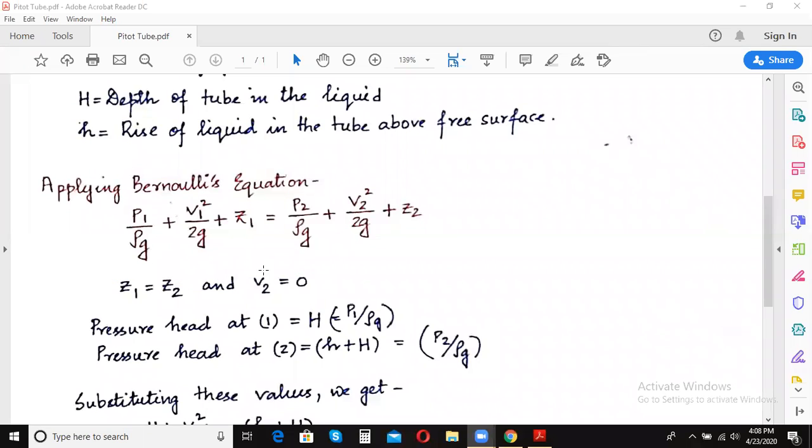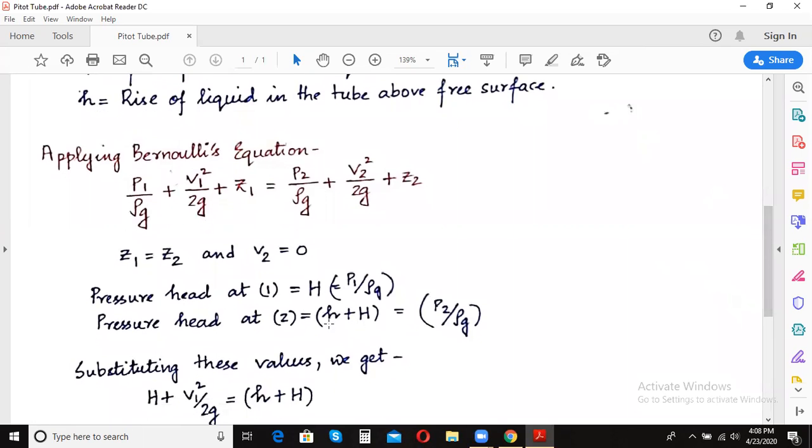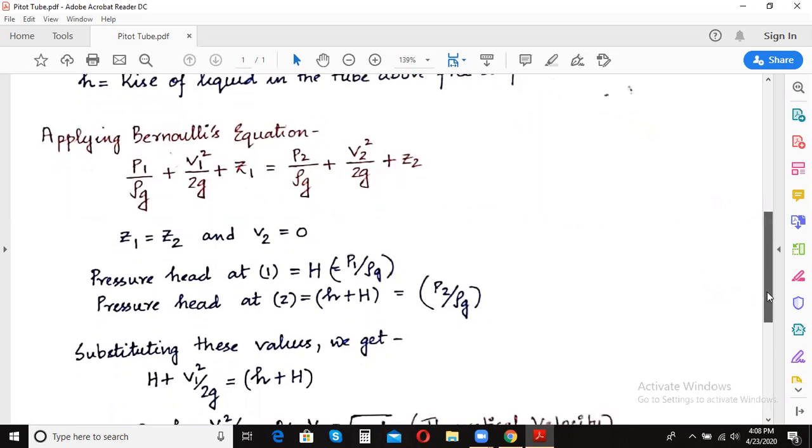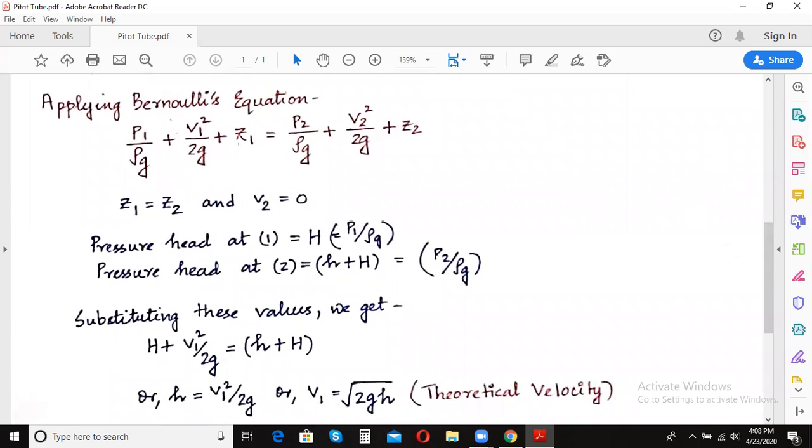So we have pressure head at 1, that is P1 by rho g, equal to capital H, and pressure head at 2, that is P2 by rho g, equal to small h plus capital H. Now we simply substitute the values of P1 by rho g and P2 by rho g in this equation. The terms had been cancelled, and we are just substituting the values and getting this equation.